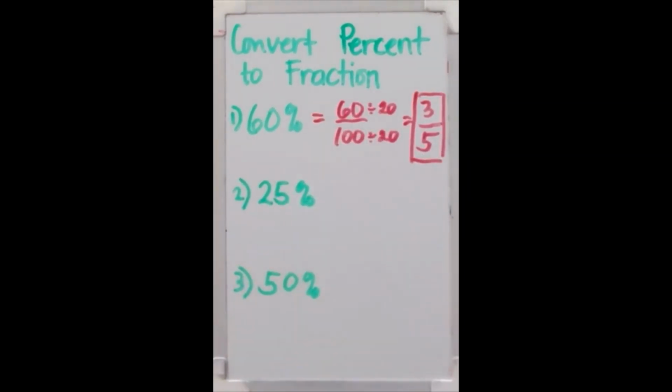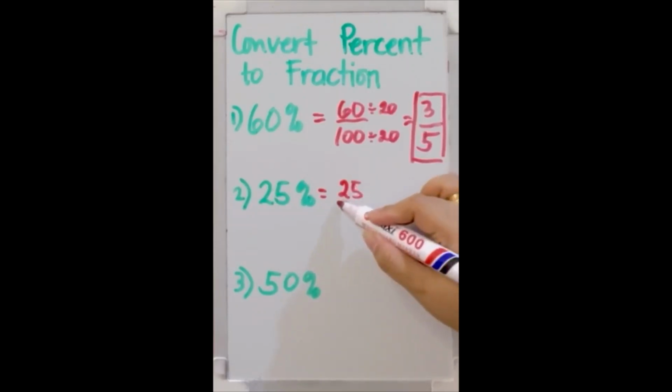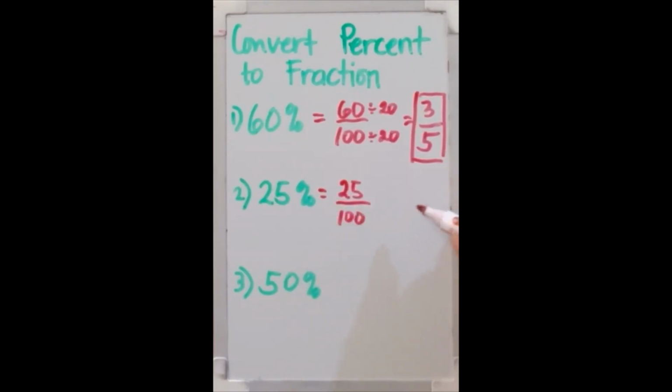For our next example, 25%. So again, we will divide 25 by 100 and reduce this to smallest terms. So divide both numbers by 25. So 25 divided by 25 is equal to 1. And then we have 100 divided by 25, which is equivalent to 4. So now 25% is equal to 1/4.